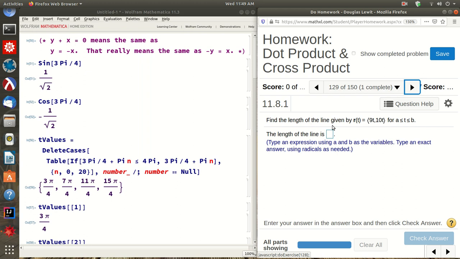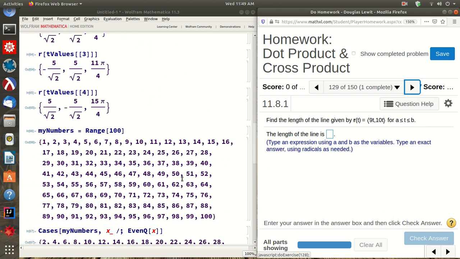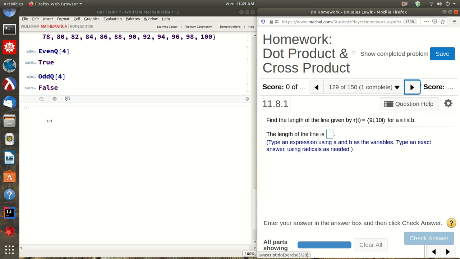Find the length of the line given by r of t is equal to, the x component is 9t and the y component is 10t for t between a and b. That's a little tricky, but maybe not too bad. Type an expression using a and b as the variables. Type an exact answer using radicals as needed.